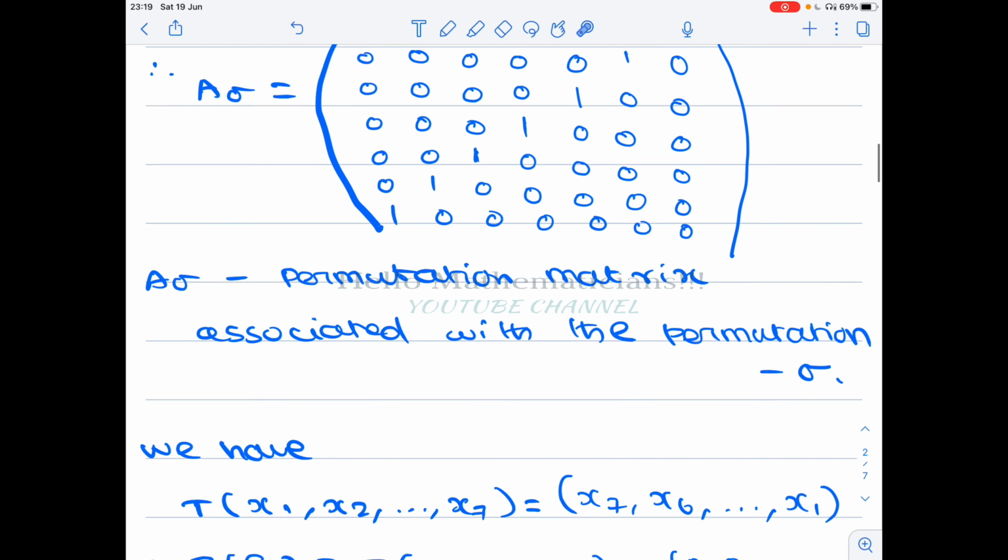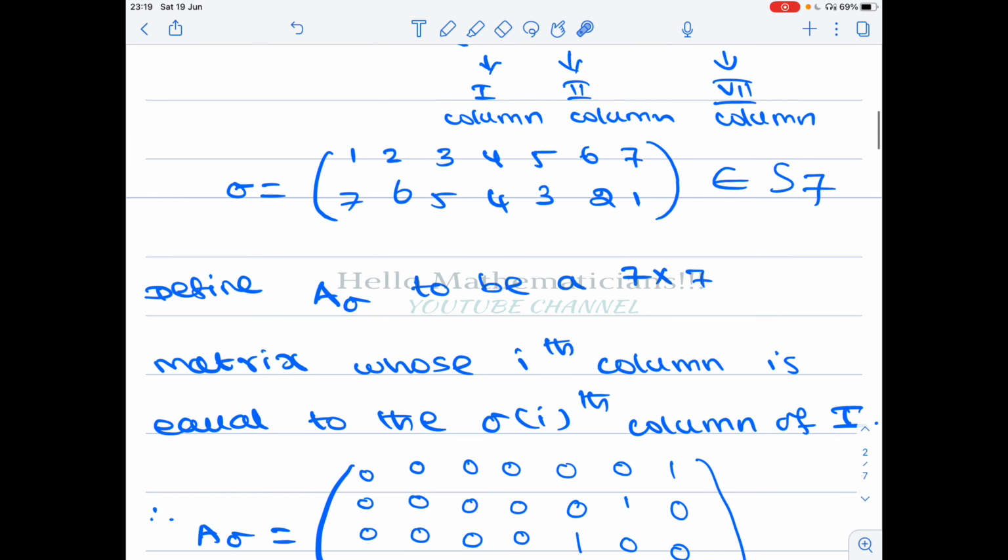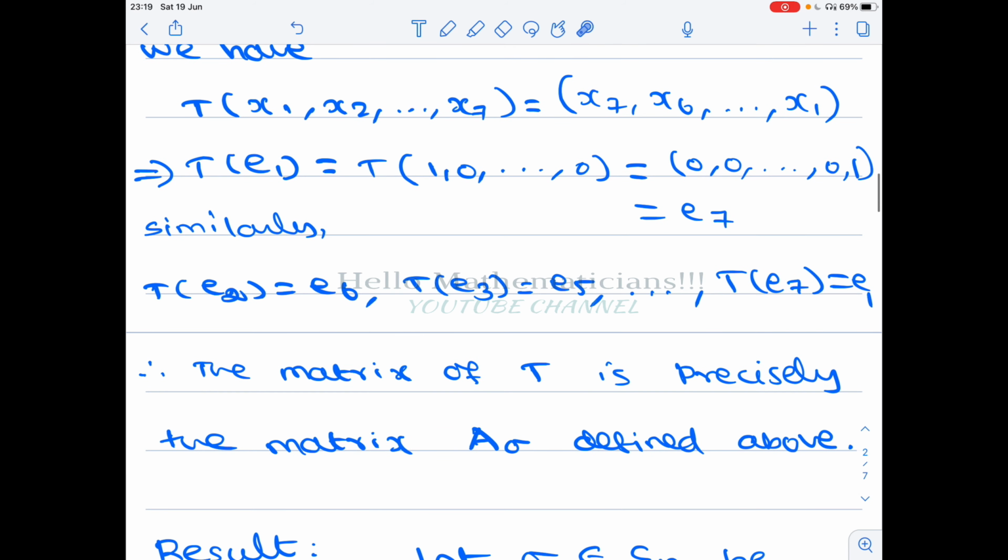So basically again this is what is happening. T sends E1 to E7, E2 to E6, E3 to E5. So that is why that permutation is important. So E1 goes to E7, E2 goes to E6, E3 goes to E5 and so on. Okay. So now the image of E1 has to be the first column of the matrix associated to the linear transformation T.